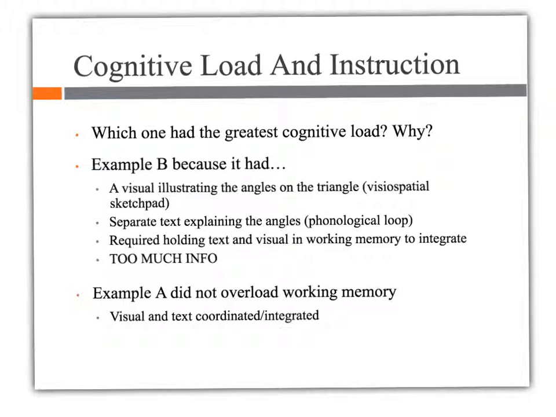So which one had the greatest cognitive load and why? Example B, because it had a visual illustrating the angles on the triangle, the separate text explaining the angles, and it required holding text and visual in working memory to integrate. There was too much information to try to process in our limited working memory system. Example A did not overload working memory. The visual and text were integrated.